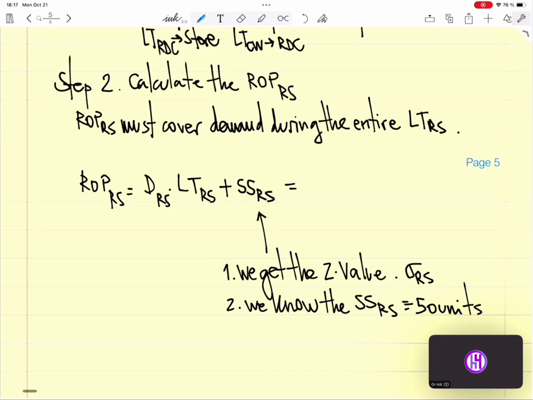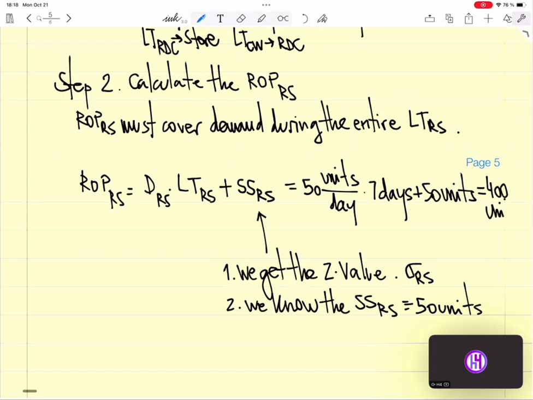So this is just plain super easy math. This is just 50 units a day times 7 days plus 50 units, which is going to get you 400 units of inventory. So whenever your retail store level drops to 400 units, you will reorder.